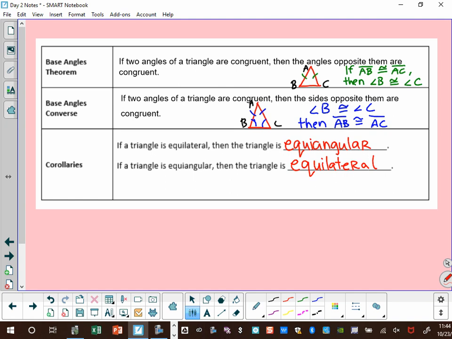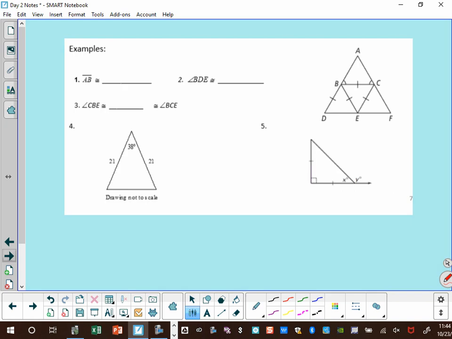Any questions here? All right, so the best practice is to just do it. Look at this diagram. Number 1 says segment AB is congruent to what? What would AB be congruent to? AC. Why do you say AC? What gave it away? Oh, the little arcs, right? Okay, so that's right. Chris realized that the arc that's on angle B was also on angle C. So that means that AB is also congruent to segment AC.